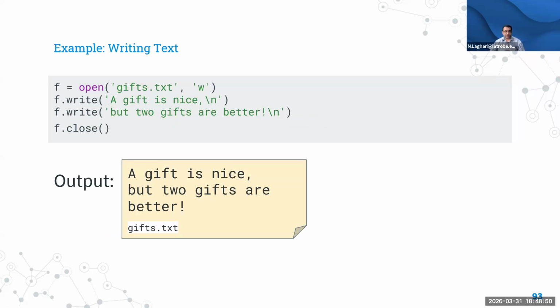Now let's see some examples of how we write to the file. Here we have file open, gifts, and we have opened it in W mode, and say we want to write to the file. Dot write is a method. So we want to write two lines. You write the first line, a gift is nice, but two gifts are better, and then you close it. So you see two lines are entered in this.